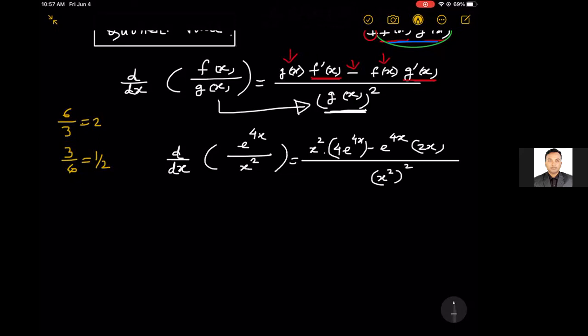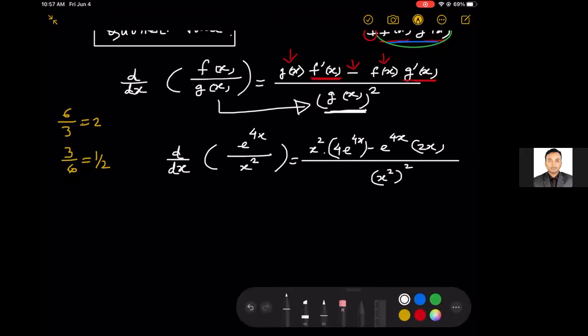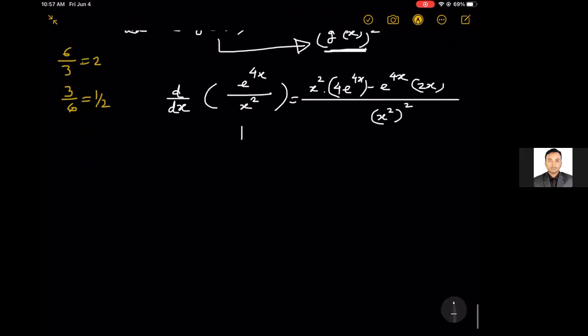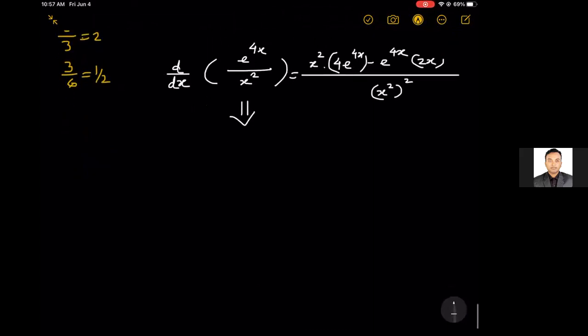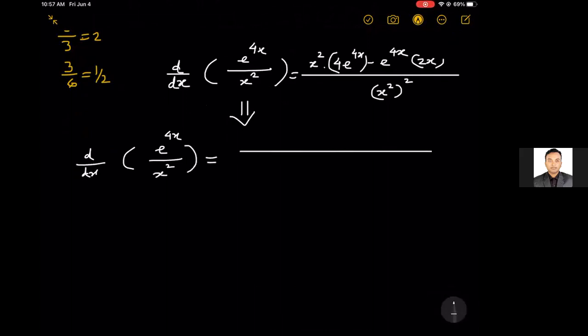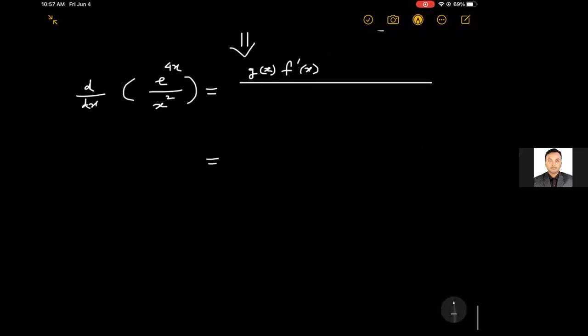Let me explain what we have done here. Let me show it one by one. I'll show how the steps were done. Okay, so d/dx of e to the 4x over x squared. The first thing is we keep the denominator and find the derivative of the numerator. So let's do that.